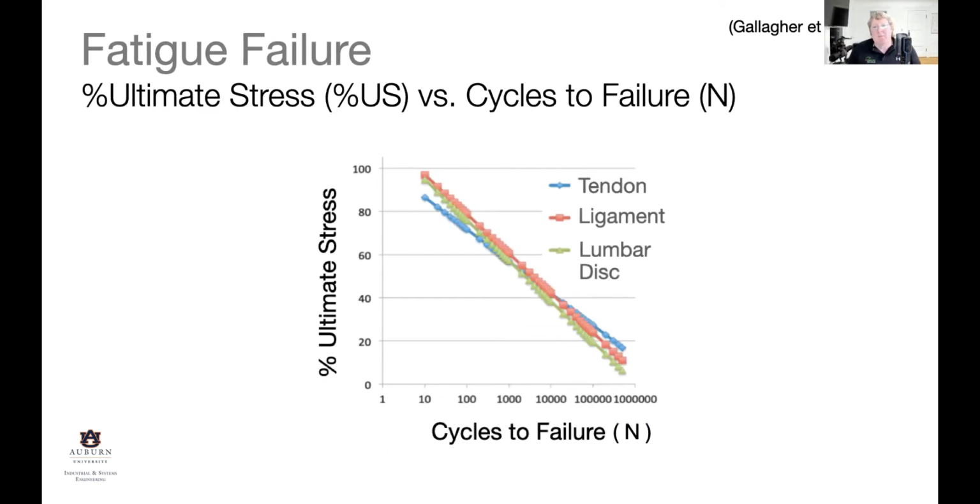This, you can see the ultimate stress versus cycles to failure. At high levels of ultimate stress, the tissue fails with very few cycles, 10 cycles, 100 cycles.